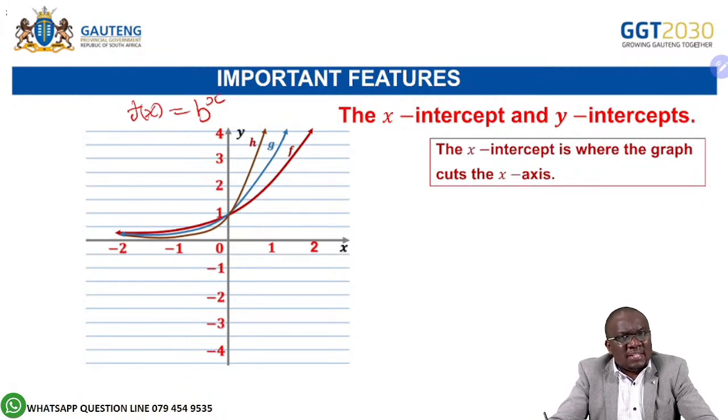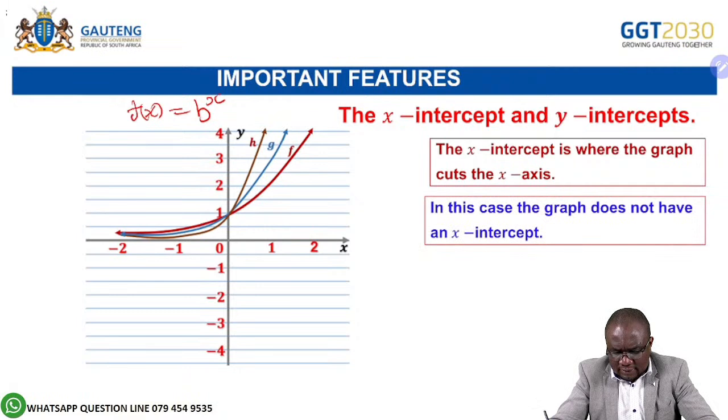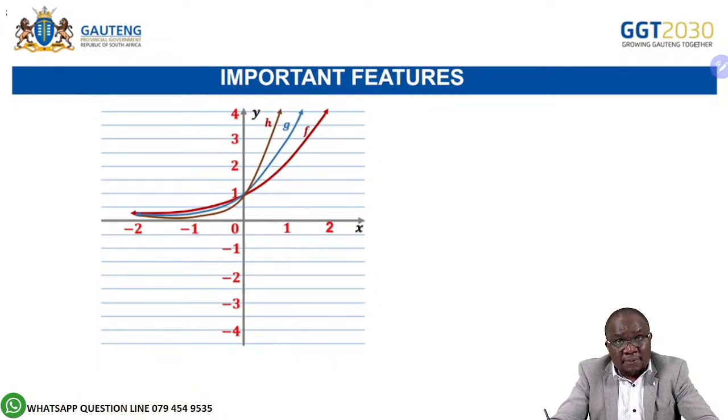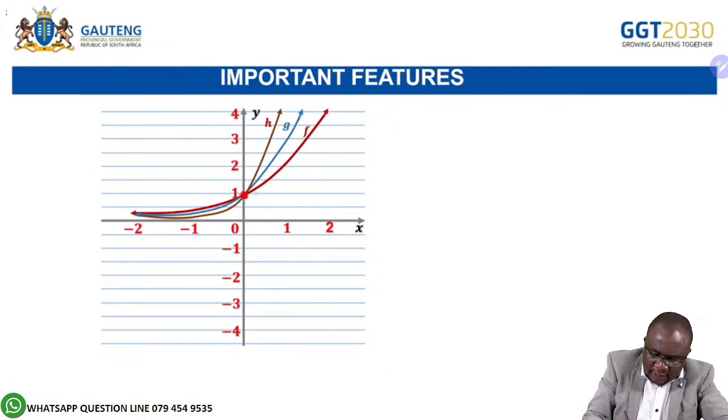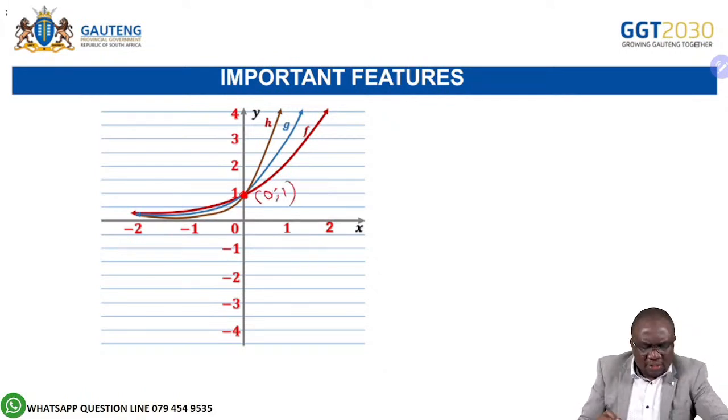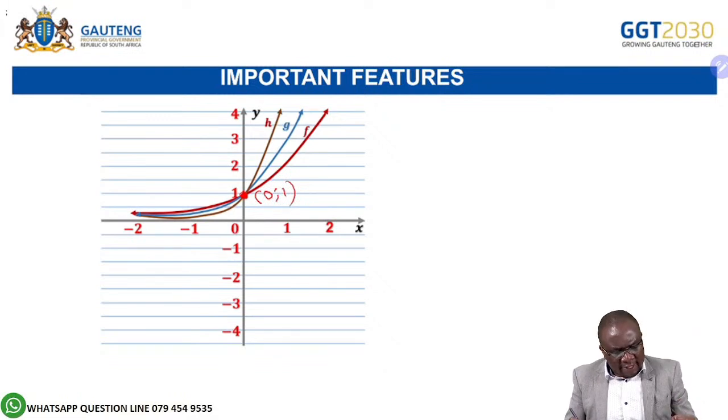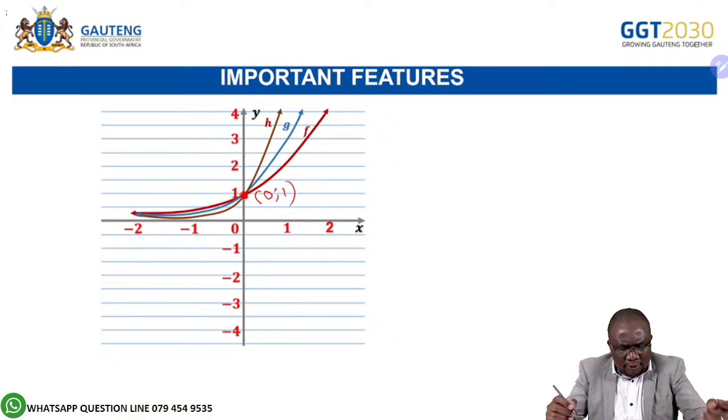What about y-intercepts? What can you say? Where is it? Right, now the graph cuts the y-axis here. What are the coordinates of this point? 0, 1. So f cuts the y-axis at 0, 1. g cuts the y-axis at 0, 1. h of x cuts the y-axis at 0, 1. Why all of them?